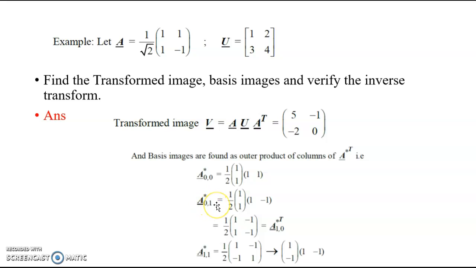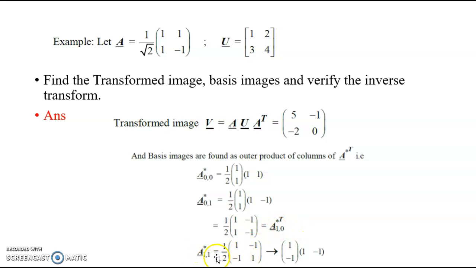Similarly, in order to find A01 star, you have to take the 0th column, 1 1, into the first column transpose. The first column is 1 minus 1, so you have 1 minus 1 transpose. So you will get the value for A01 star. Similarly, you have to find A10 conjugate, which will be equal to the transpose of A01 conjugate.